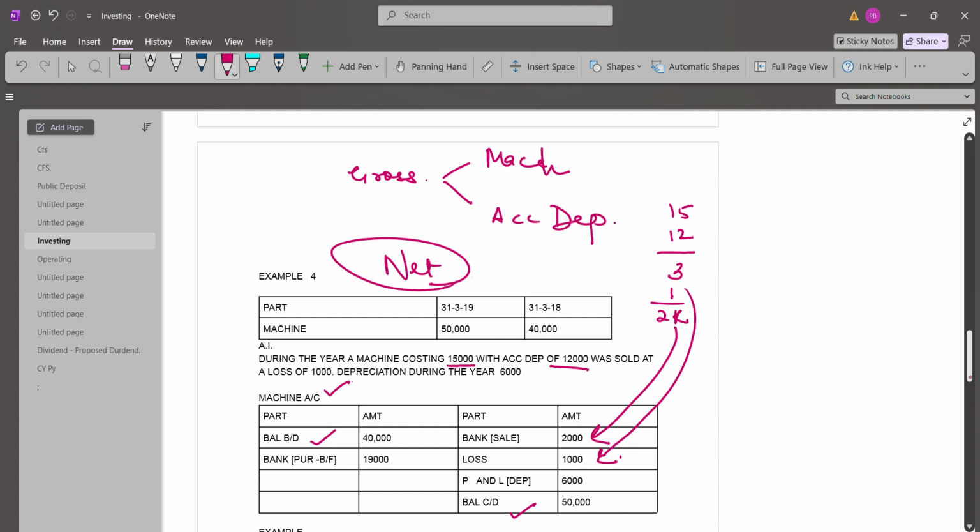Then P&L depreciation. This is depreciation during the year. This is usually given to us in the question. This is not on the asset sold. The common error could be that we put 12,000 here. The 12,000 is the depreciation on assets sold, required only to calculate the profit or loss. And the balancing figure 19,000 is purchase.